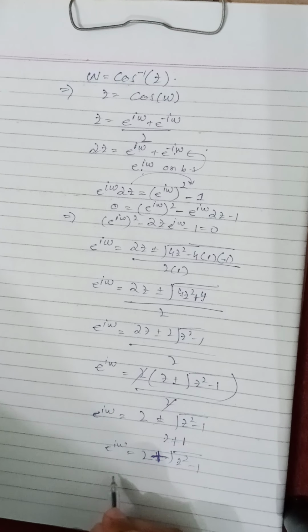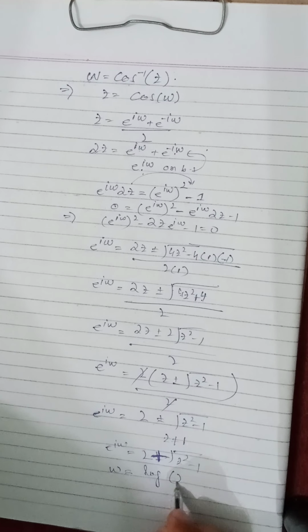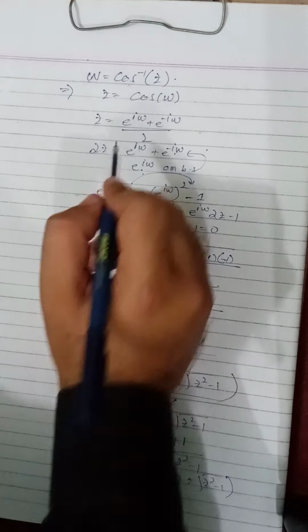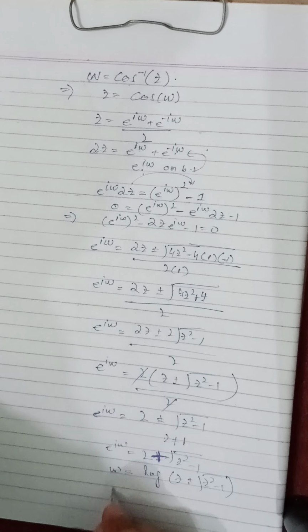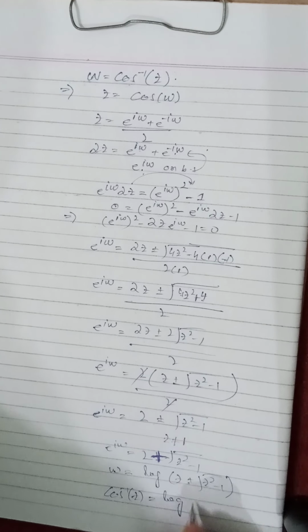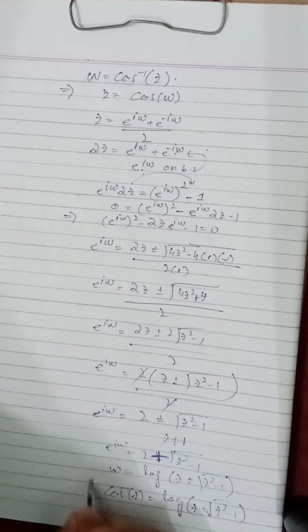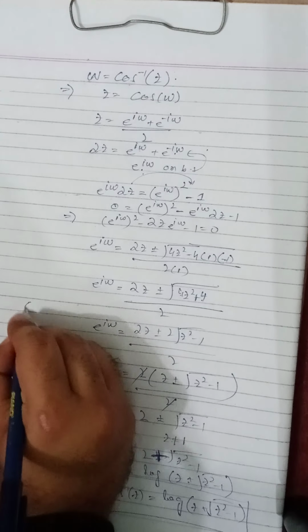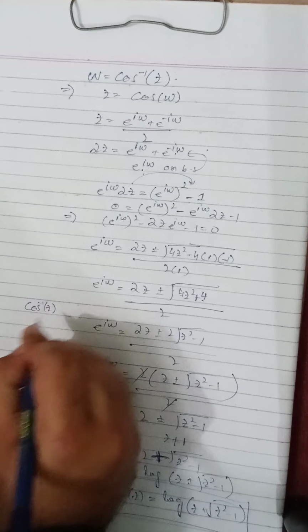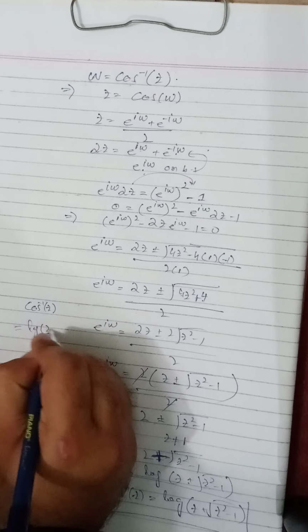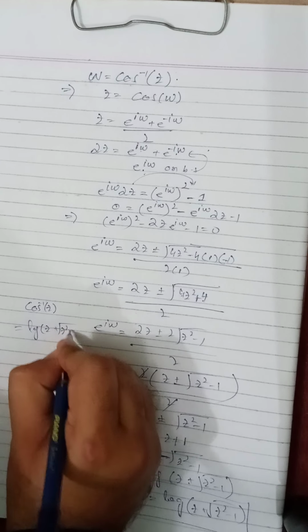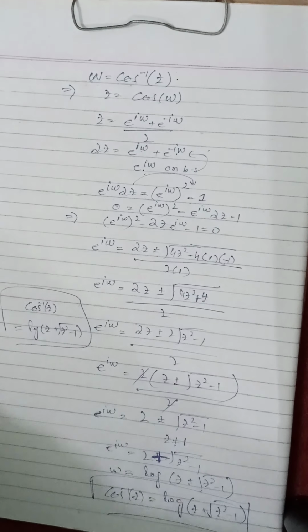If I take log on both sides, then omega is equal to log of z plus square root of z square minus 1, and omega is equal to, from this equation, cos inverse of z. So cos inverse of z is equal to log of z plus square root of z square minus 1. So this is the formula: cos inverse of z is equal to log of z plus square root of z square minus 1. This is the formula.